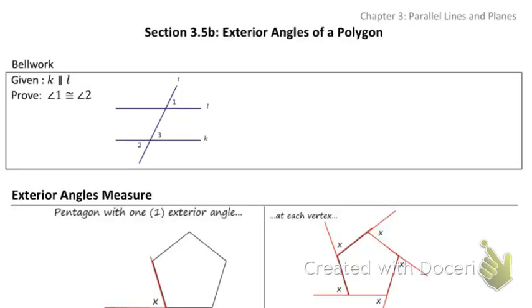I need to write a proof, and I am given that K is parallel to L, and I need to prove that angle 1 is congruent to angle 2. Well, the nice part is we're already given parallel lines.